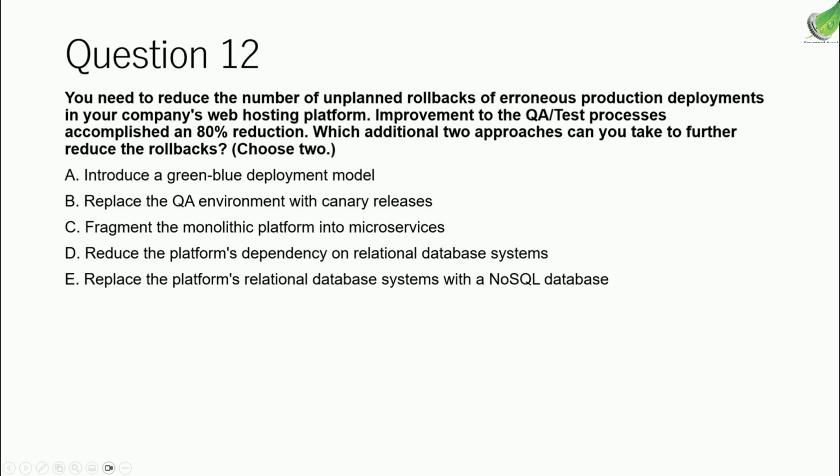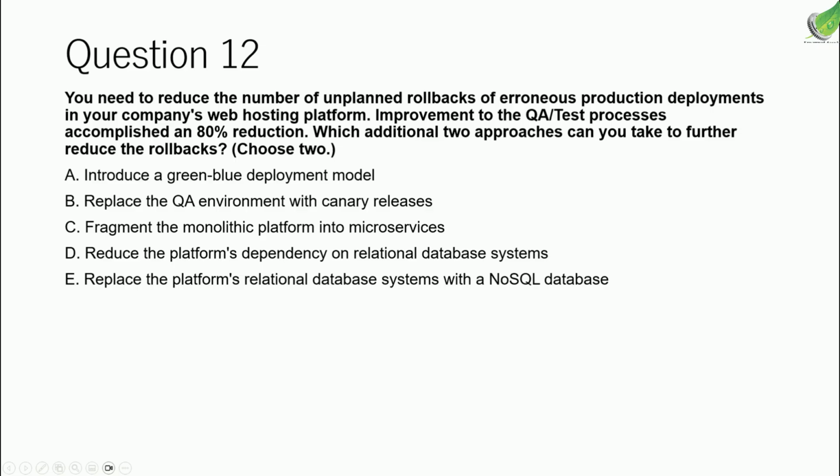Choose 2. A. Introduce a blue-green deployment model. B. Replace the QA environment with canary releases. C. Fragment the monolithic platform into microservices. D. Reduce the platform's dependency on relational database systems. E. Replace the platform's relational database systems with a NoSQL database.